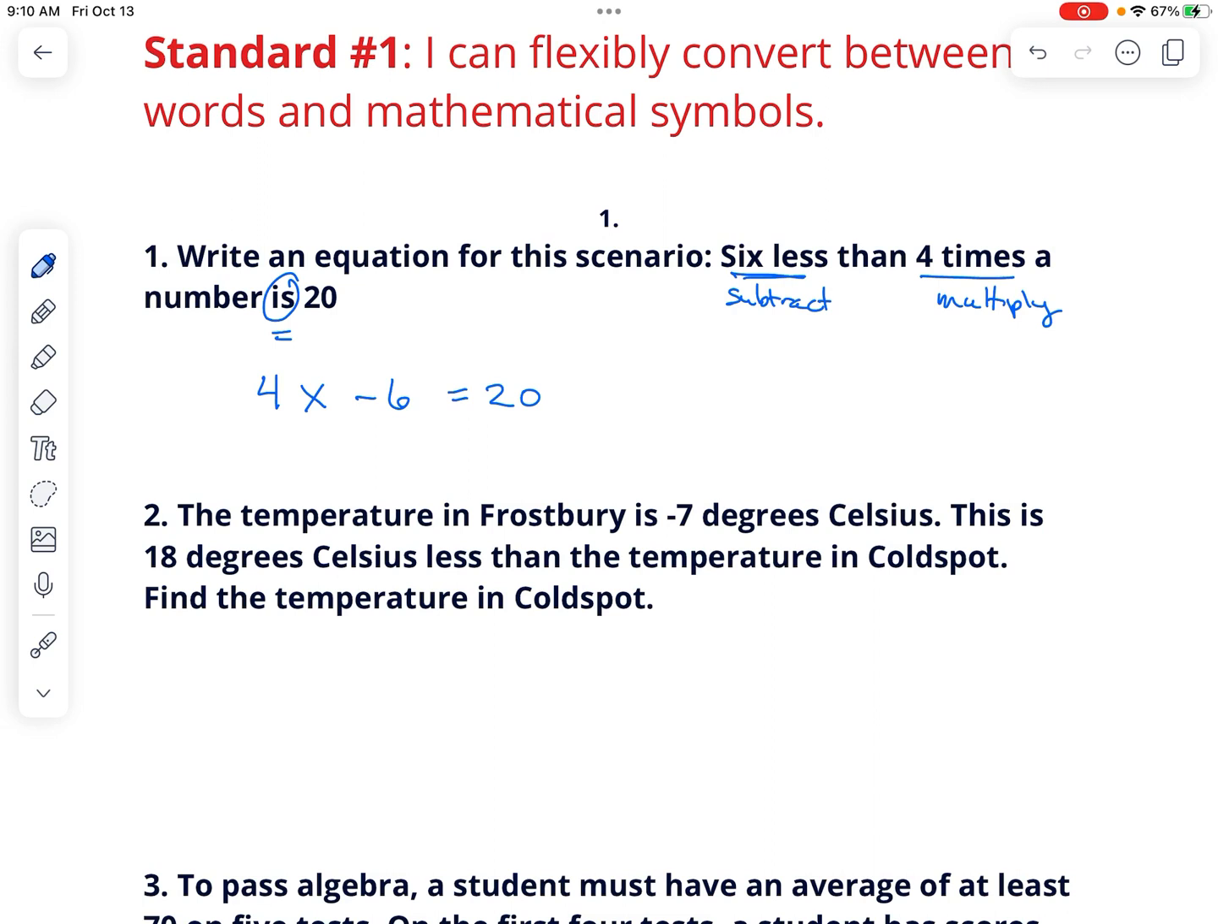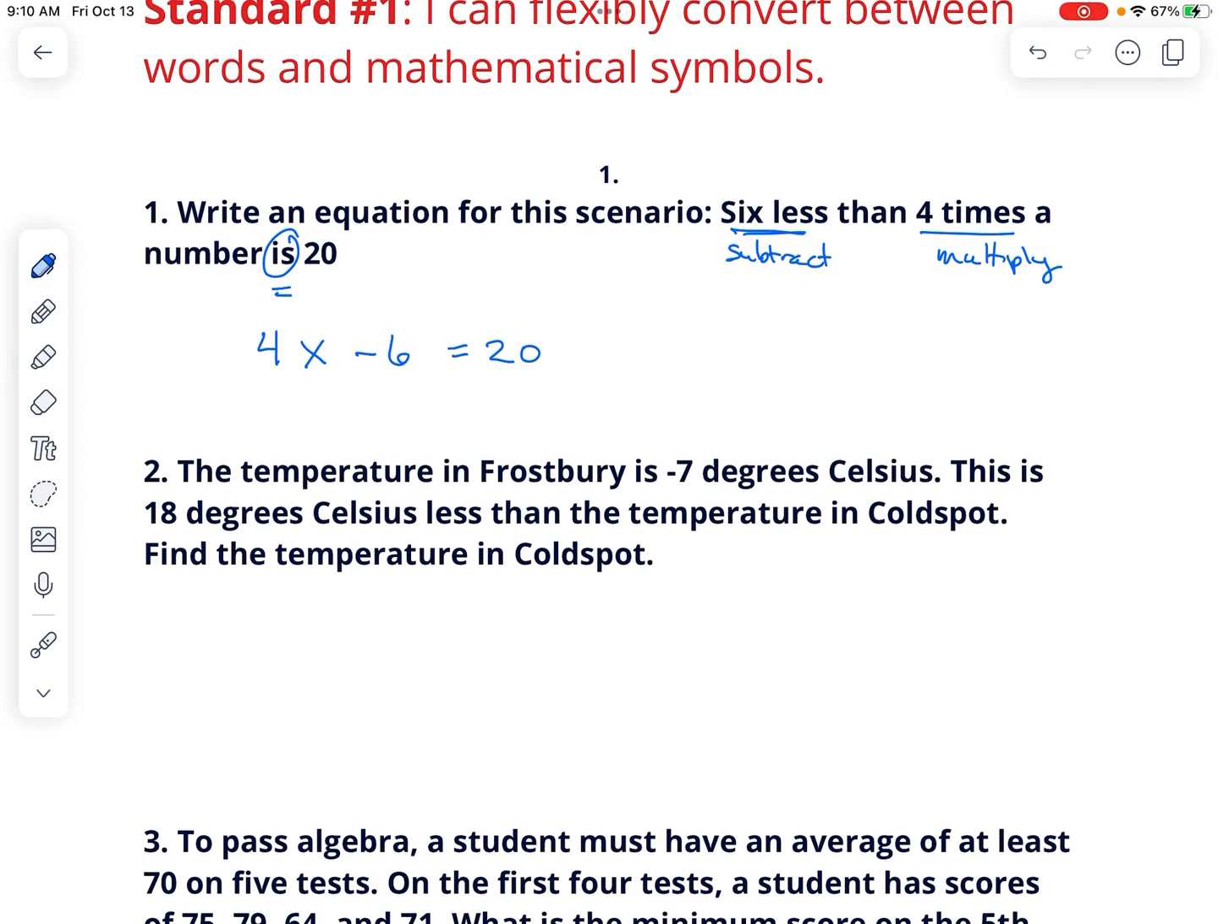Okay, this next one, we're going to write an equation and solve this. So the temperature in Frostberry is -7 degrees Celsius. This is 18 degrees Celsius less than the temperature in Cold Spot. So find the temperature in Cold Spot. So we're given this temperature, and it says this -7 degrees is, and then 18 degrees less.